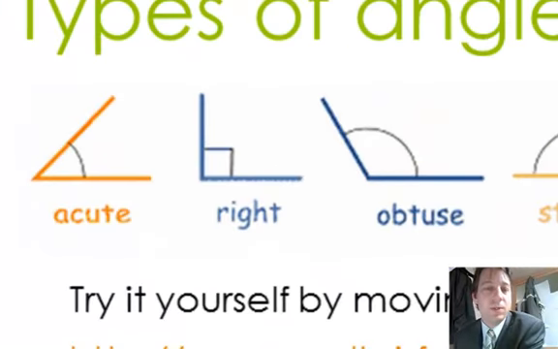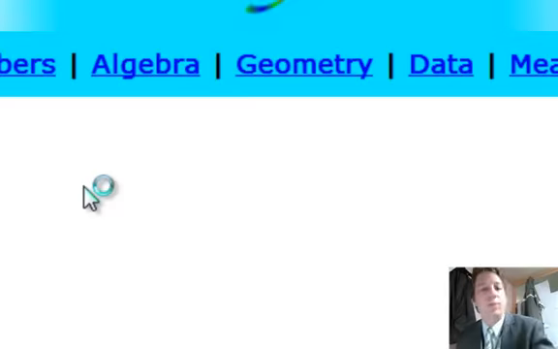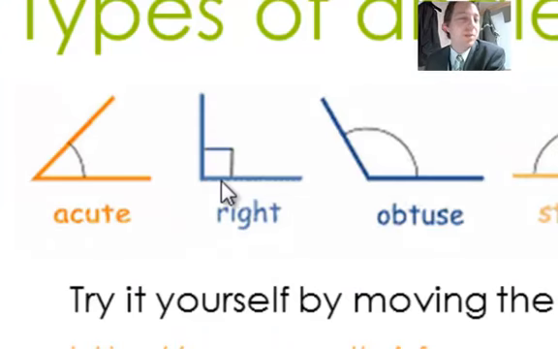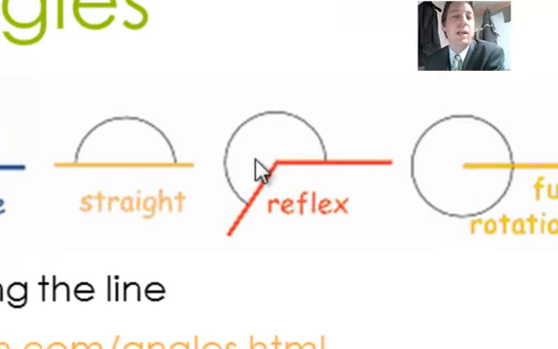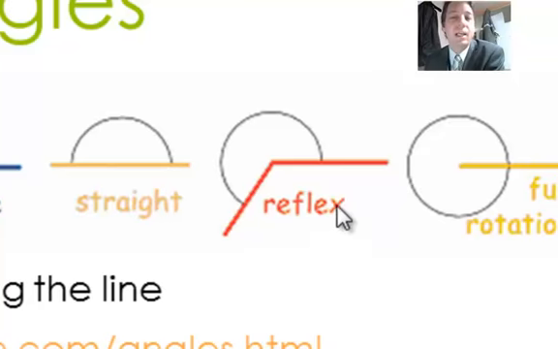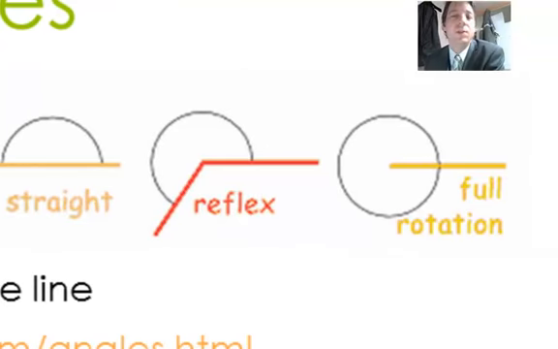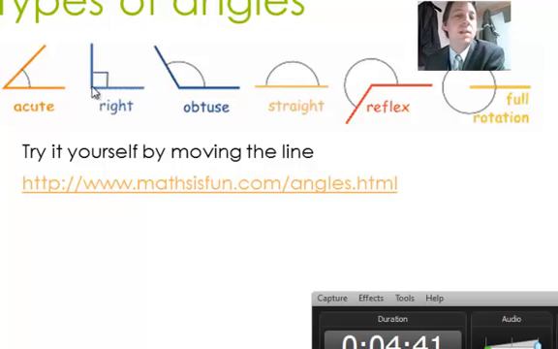The types of angles. You've got acute, which is less than 90 degrees. You have a right angle, which is 90 degrees. You have obtuse, which is greater than 90, less than 180. Straight, which is 180. Reflex, between 180 and 360, and a full rotation. So you can see the angle there. Less than 90, 90, bigger than 90 and less than 180, exactly 180, bigger than 180 all the way around to a full rotation, or 360 degrees.